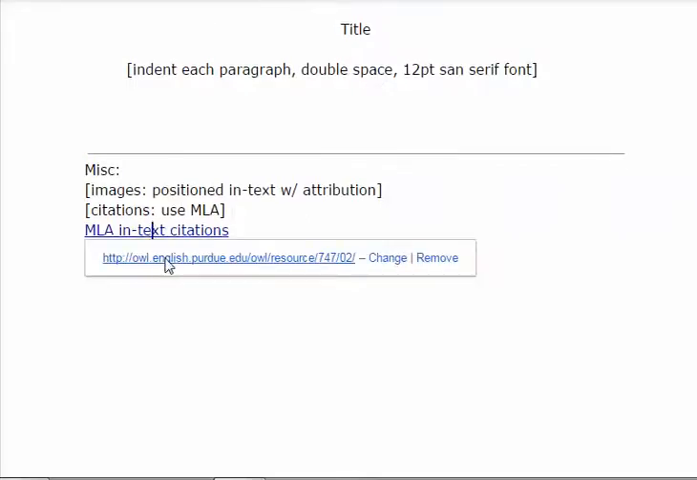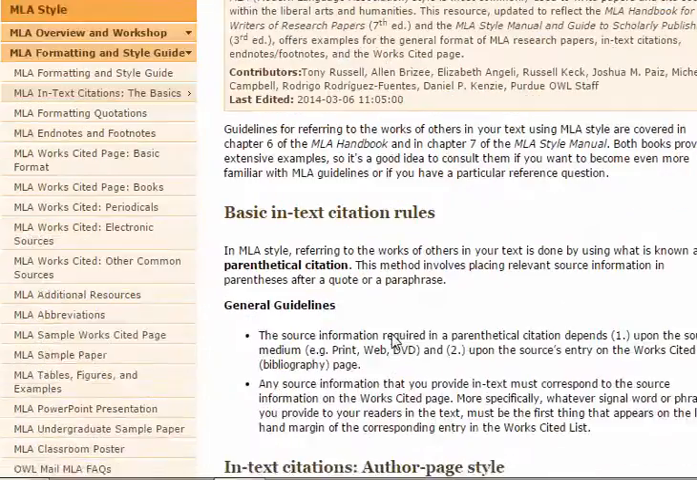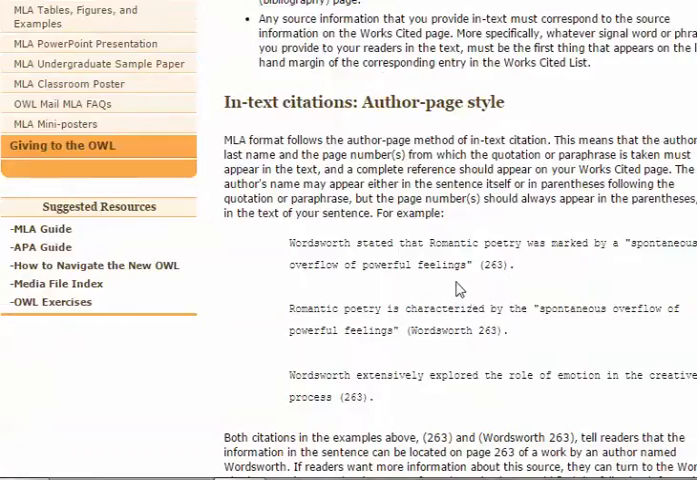Here's some information about the in-text citations for MLA. This is from the Purdue OWL. If you've put the author of the paper into the quote, you don't need to put it into the parenthetical. But look at how this is formatted. You put the last quotation here, you take a space, and then you put the parenthetical and you put the period outside.